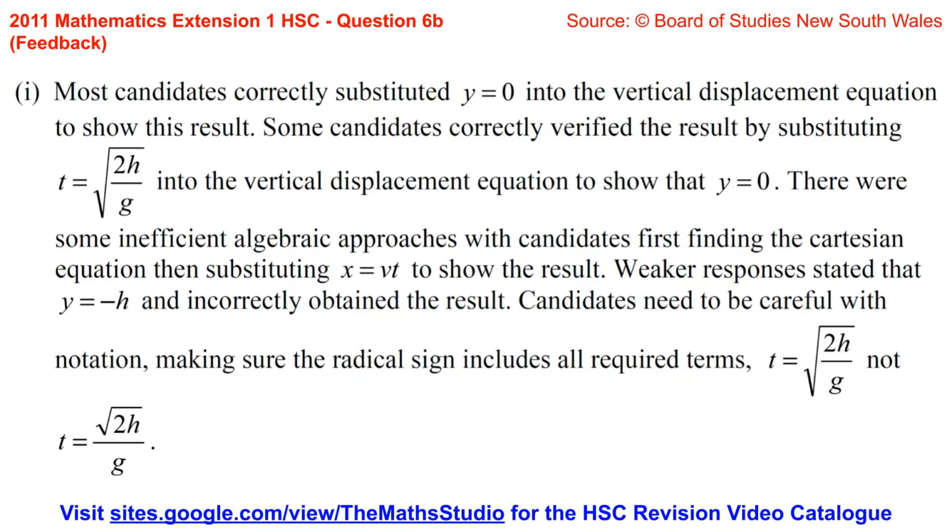The following is the feedback from the Marking Centre for question 6b. For part 1, most candidates correctly substituted y equals 0 into the vertical displacement equation to show this result. Some candidates correctly verified the result by substituting t equals the square root of 2h over g into the vertical displacement equation to show that y equals 0. There were some inefficient algebraic approaches, with candidates first finding the Cartesian equation, then substituting x equals vt to show the result. Weaker responses stated that y equals negative h and incorrectly obtained the result. Candidates need to be careful with notation, making sure the radical sign includes all required terms. T equals the square root of 2h over g, not t equals the square root of 2h all over g.